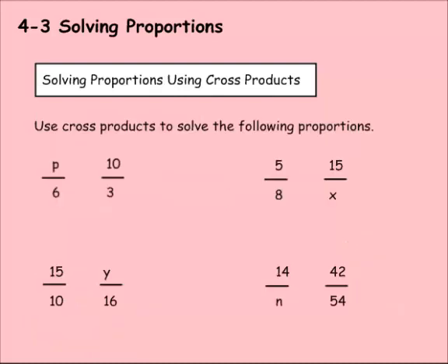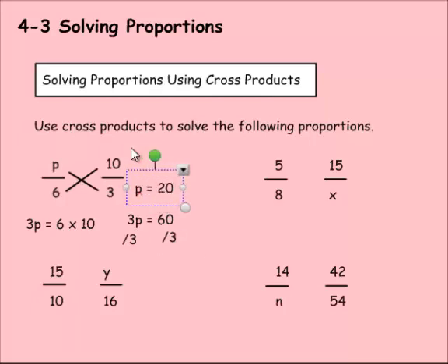And let's do that for the rest of these here. So use cross products to solve these following proportions. We actually could solve a proportion by finding out what p needs to be using cross products. So I could do p times 3, and you know it's going to equal 6 times 10 if these are proportional. So over here I would have p times 3, or 3p, and that equals 6 times 10. 6 times 10 is 60, so 3p equals 60. I divide both sides by 3. So p would be 60 divided by 3, which is 20.